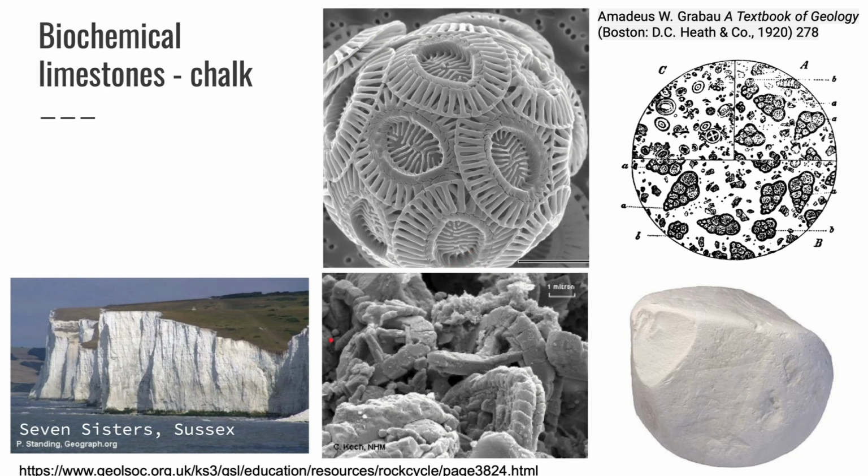So if you were to take a chunk of the chalk that makes up the cliffs along the United Kingdom shorelines and throw it in a scanning electron microscope, this is what it would look like. So these are coccolithophores. These are them when they're kind of broken up.